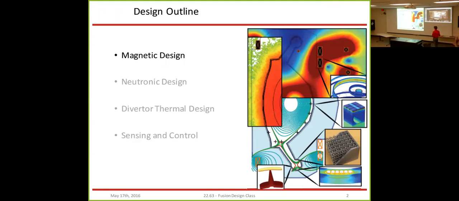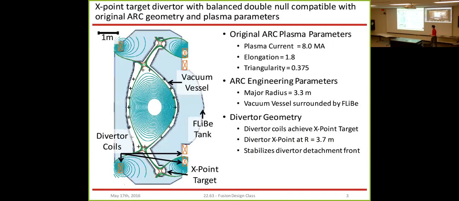Good afternoon, everyone. My name is Alex, and today I'll be talking about the magnetic design of our new ARC diverter set, as well as the coils that we're using to create this design. To start off with, an X-point target diverter with a balanced double null is compatible with the original ARC geometry and plasma parameters. Just to start off with, this is a poloidal slice of the ARC reactor.